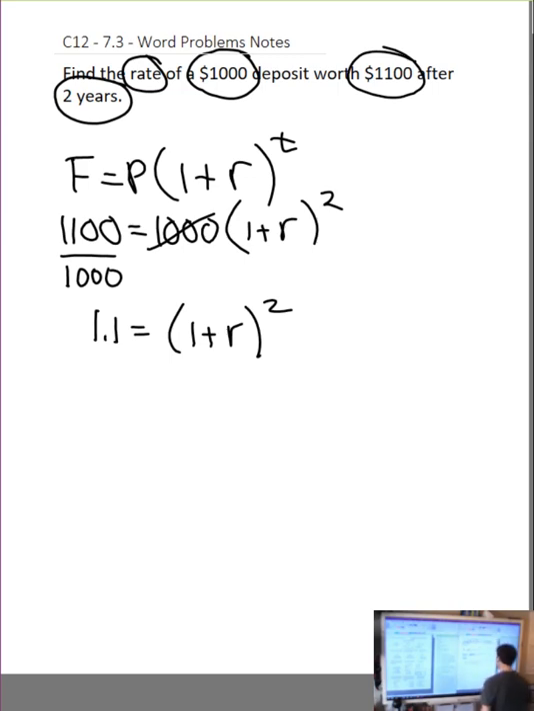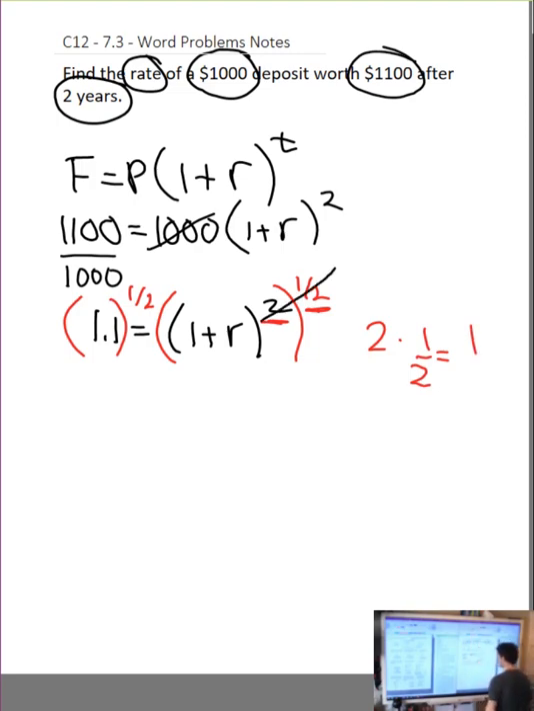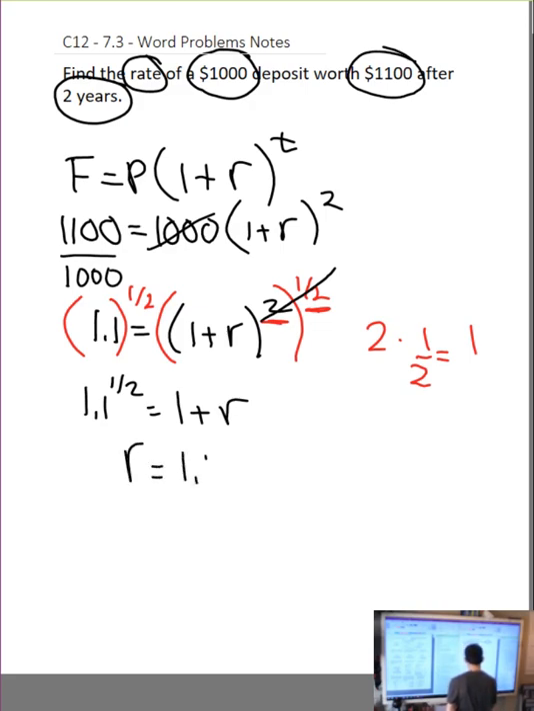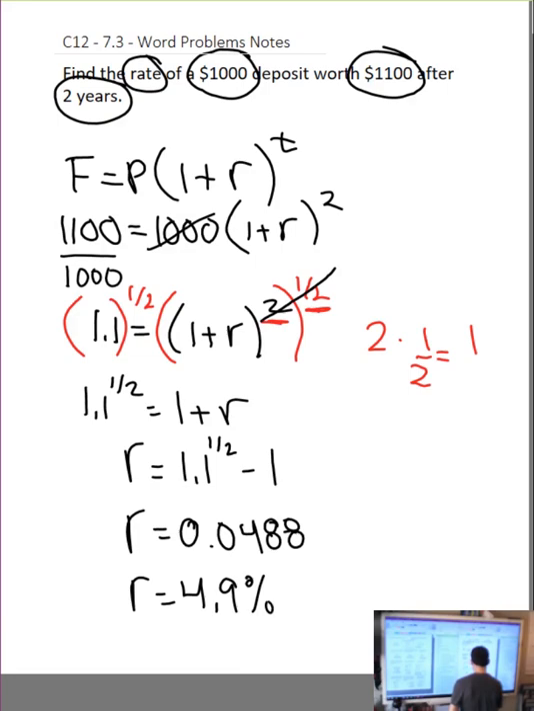Now again, how do we solve this equation? Well, the notes from 7.1 and 7.2 tell us that if we have a variable, we want to take both sides to the reciprocal exponent. So the reciprocal of 2 is 1/2. So we take both sides to the 1/2. Now we do that because on the right-hand side 2 times 1/2, the exponent, is just equal to 1. So that eliminates the exponents. So we simply have 1.1 to the 1/2 equals 1 plus r. So if I subtract 1 from both sides and mirror the equation, we have 1.1 to the 1/2 minus 1, giving us a rate of 0.0488, or simply 4.9%. Great.